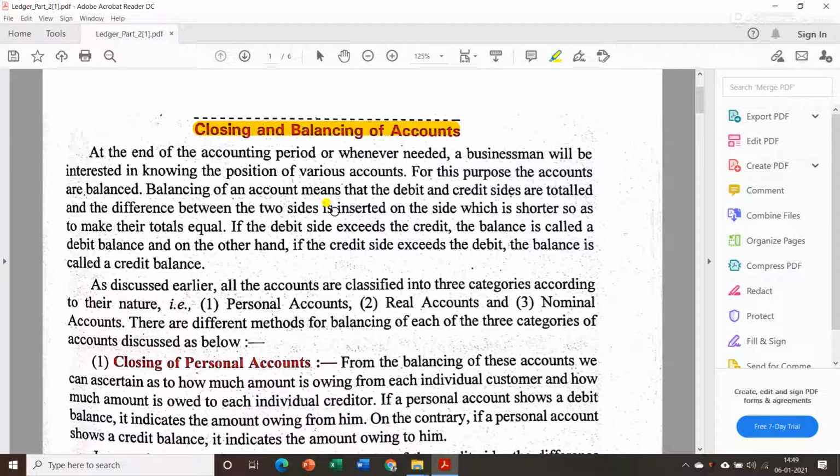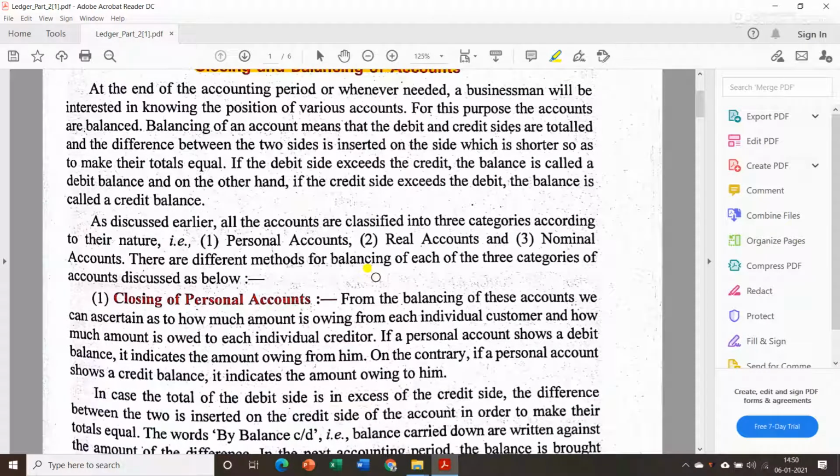Now it is very simple, as we have already done it in the case of the cash book. If you remember, in our cash book sessions we saw how, after posting every transaction, we used to find the balance brought down and balance carried down. So in the ledger also we have to do it in a similar manner. We have to find the balance brought down and carried down for each and every account, and that is known as closing and balancing of accounts.